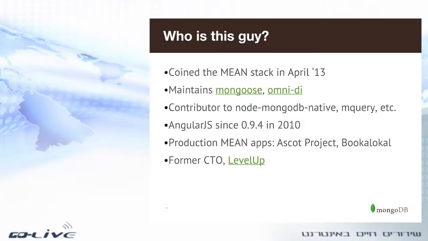A little bit more about me. I'm actually the person who coined the term MEAN stack back in April 2013. I maintain a few modules that we're going to be using in this workshop quite extensively. If you haven't seen them before, you'll be familiar with them by the end of the workshop, things like Mongoose and OmniDI. I also contribute to a few things like the Node MongoDB driver and mQuery, which is a query helper for MongoDB that Mongoose uses.